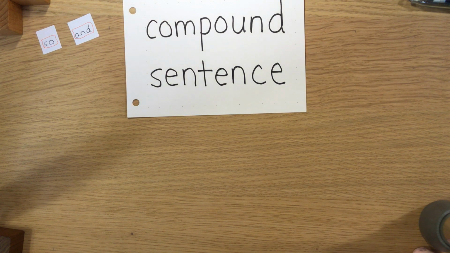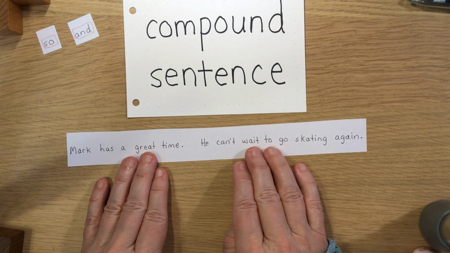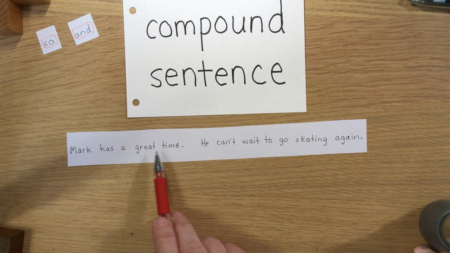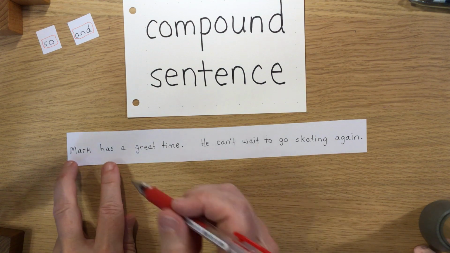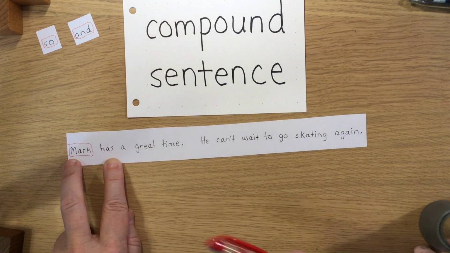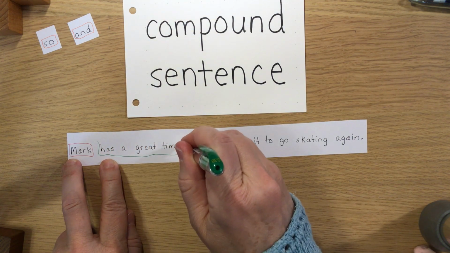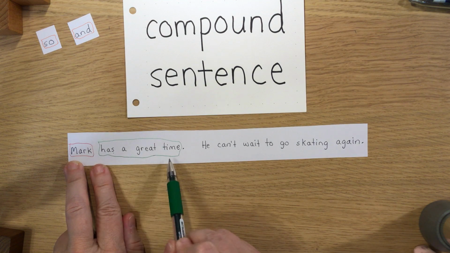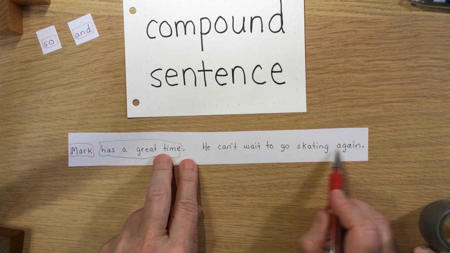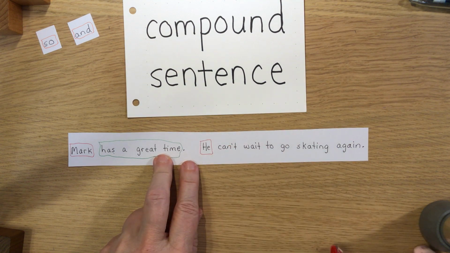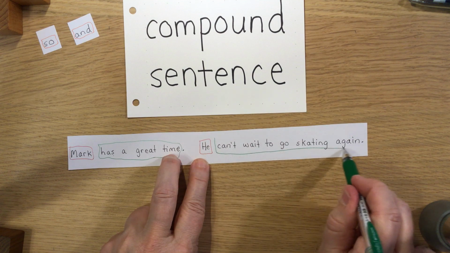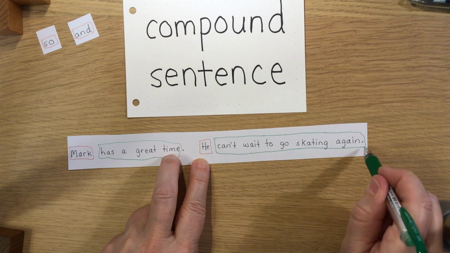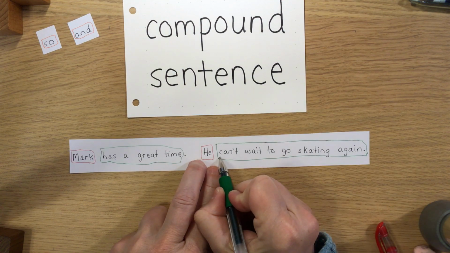Okay. Let's look at this one. Okay, we have Mark has a great time. He can't wait to go skating again. So let's look at this sentence. We have our subject and we have our predicate. Mark is just one person, so we have an S at the end of has. Mark has a great time. We look at our next sentence. He can't wait to go skating again. There's our subject. And can't wait to go skating again is our predicate. The verb is can wait.